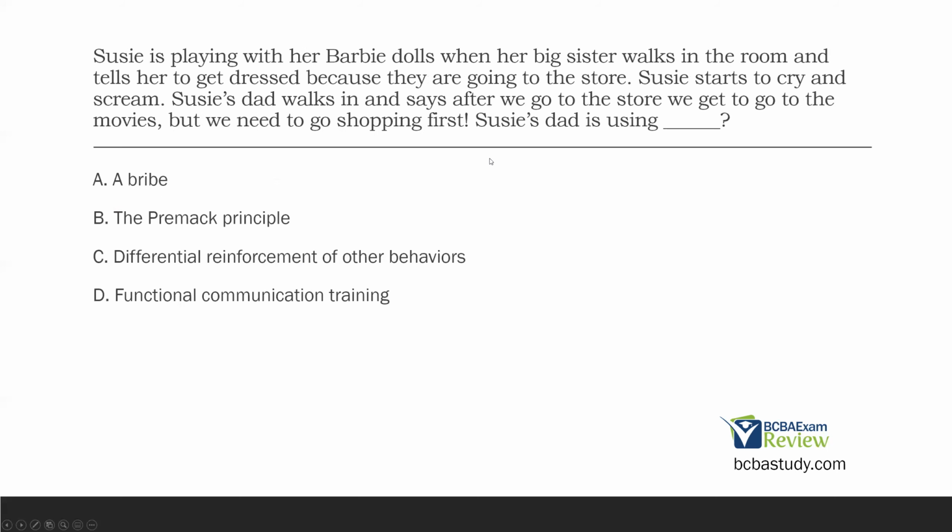Susie is playing with her Barbie dolls when her big sister walks in the room and tells her to get dressed because they are going to the store. Susie starts to cry and scream. Susie's dad walks in and says, after we go to the store, we get to go to the movies, but we need to go shopping first. Susie's dad is using what?